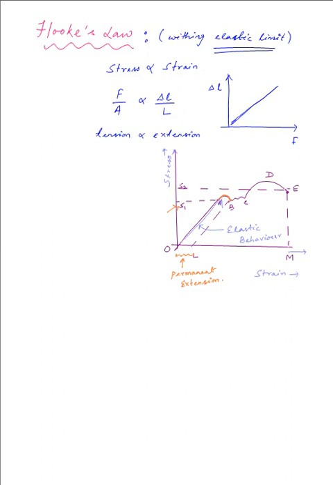And the point B is therefore known as the yield point. This is the yield point where it starts yielding, and the behavior there is pretty irregular, and in that region from B up until C it's behaving like that.